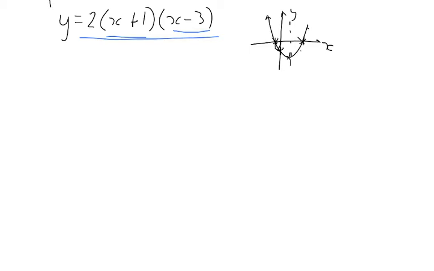So the x-intercepts will be -1 and 3. Okay, because -1 plus 1 equals 0, and 3 take 3 equals 0. And that would then make y equal 0 at that time. So those are the x-intercepts, -1 and 3.